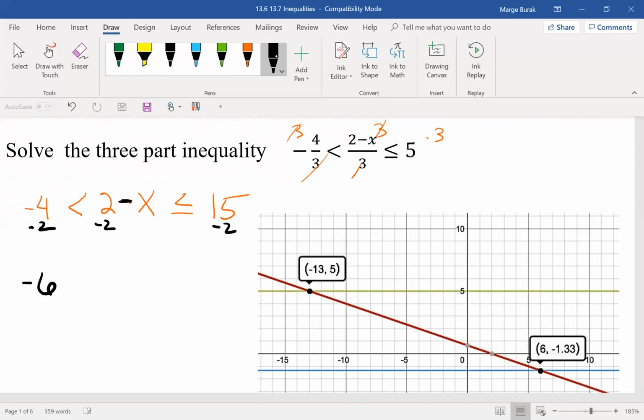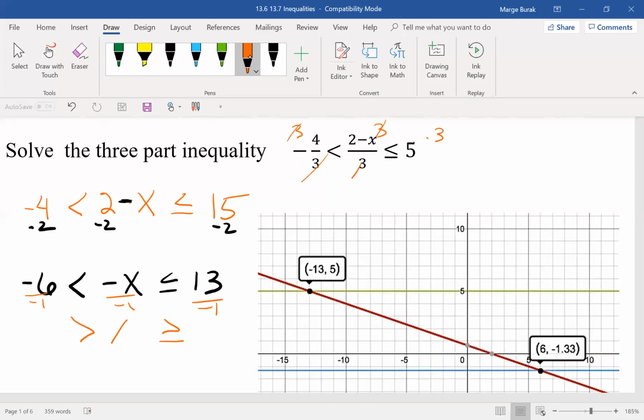And I'll get negative 6, and then I have a negative x, and then I have 13. The problem is the negative on the x, so I'm going to times everybody by negative 1, or divide. And what happens then is the signs flip, if you recall, working with inequalities. So I'm going to divide everybody by negative 1, which means I automatically make these flipped inequalities. This becomes a regular x, this becomes a positive 6, and this becomes a negative 13.